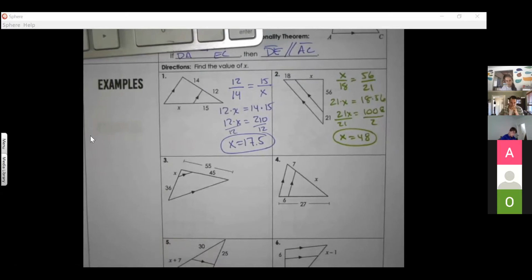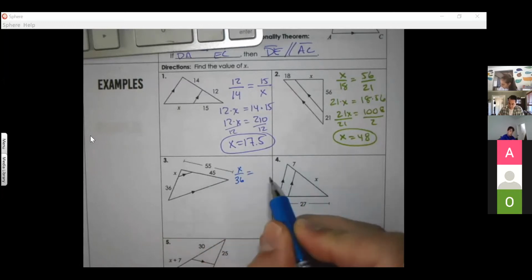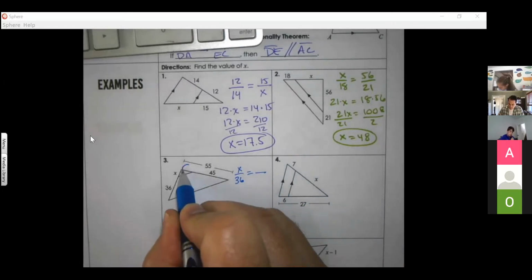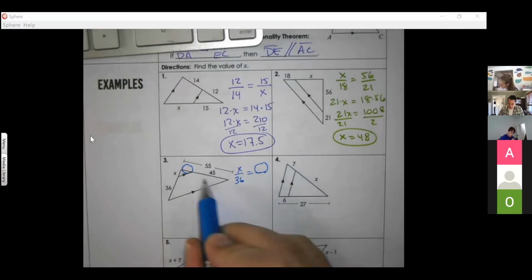What makes it different? Look at the picture and identify what makes this style different. You need to be able to identify one of the sides of the smaller triangle when given the length of the entire side. Good. So in other words, we can still say x is to 36, but we don't know this little part here. That's what belongs up here, and then that would go to 45.